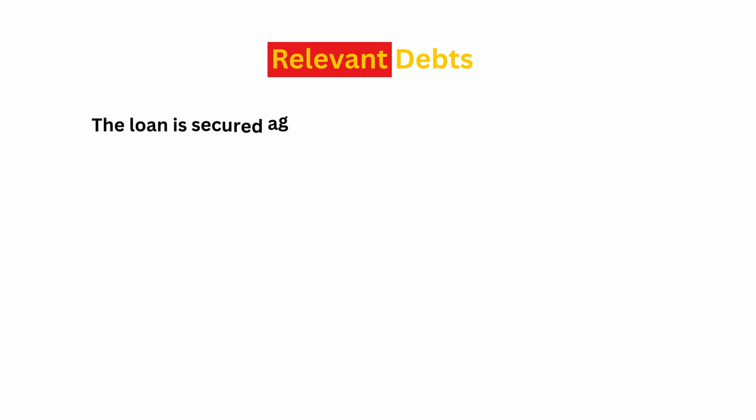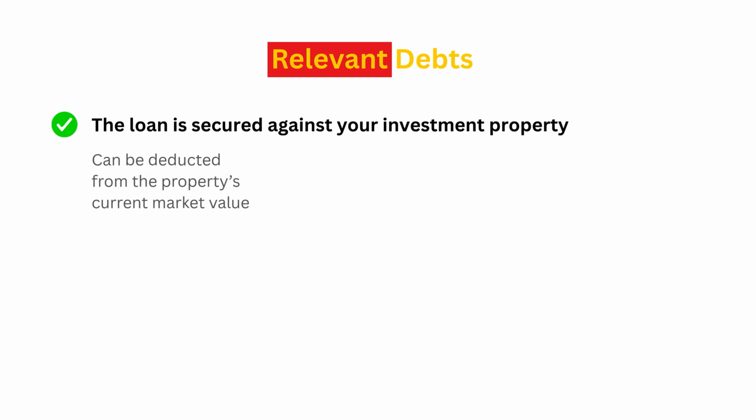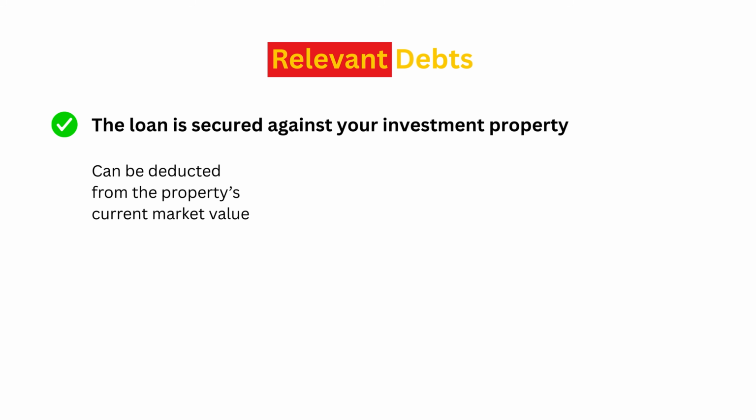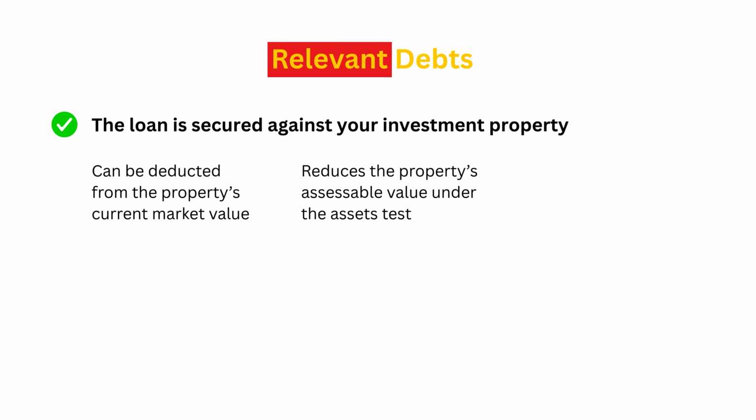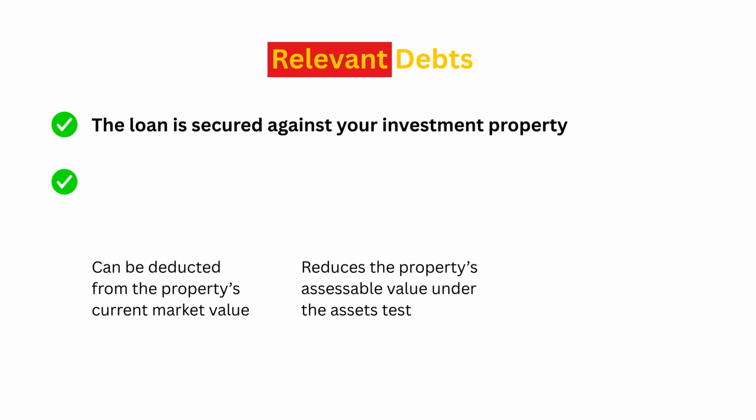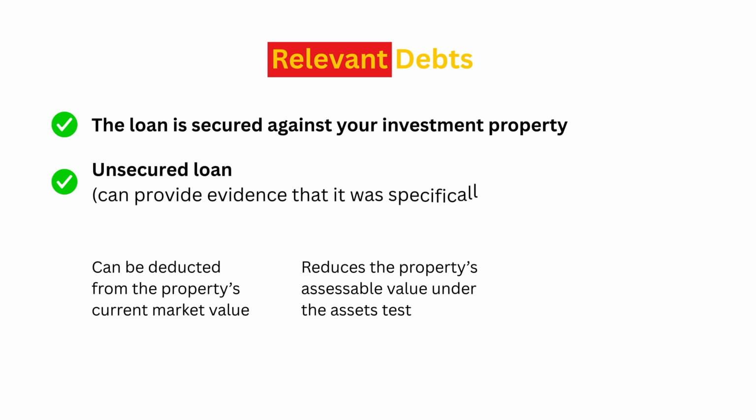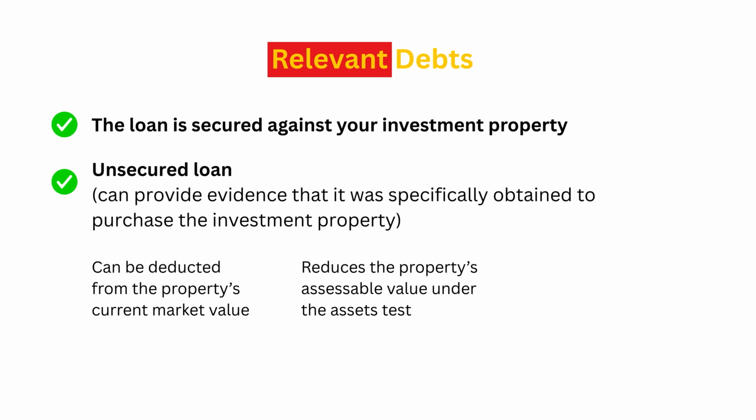The key word here is relevant because not all loans are treated the same way. If the loan is secured against your investment property, it's considered a relevant debt and can be deducted from the property's current market value, reducing its assessable value under the assets test. Similarly, if you have an unsecured loan and can provide evidence that it was specifically obtained to purchase an investment property, it can also be treated as a relevant debt and deducted in the same way.